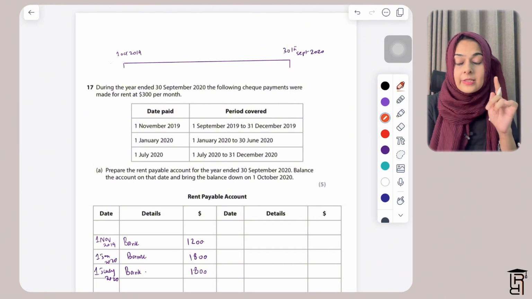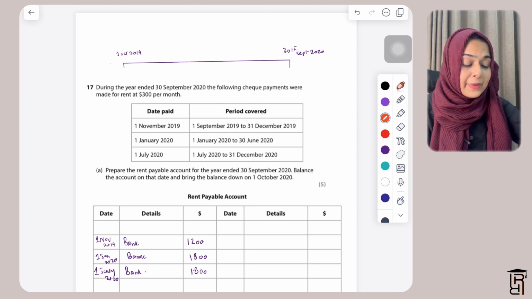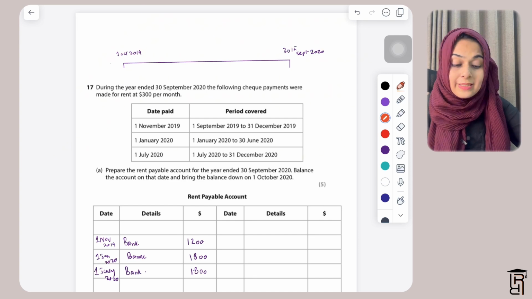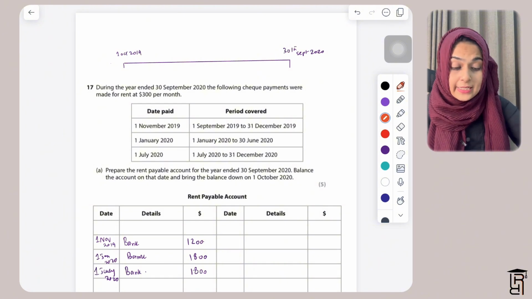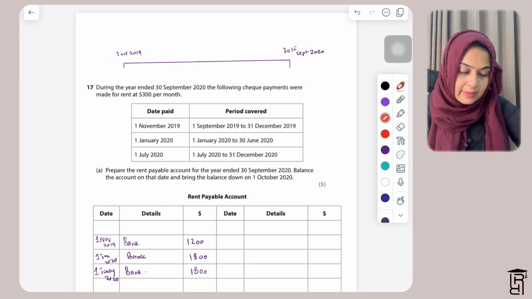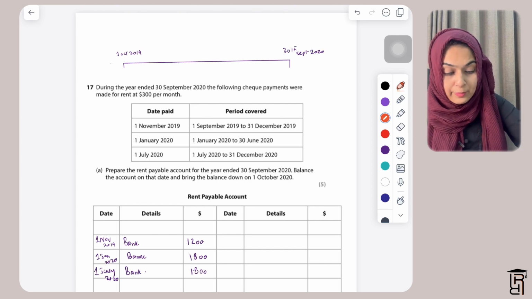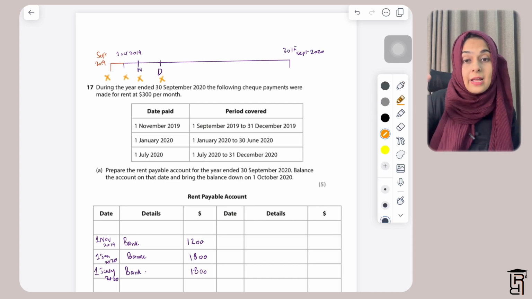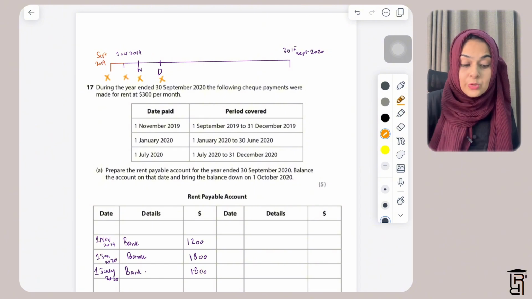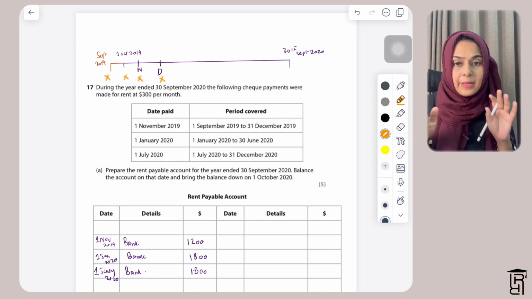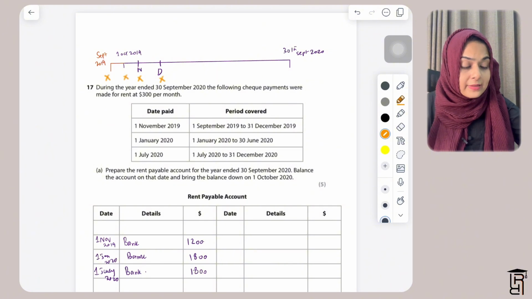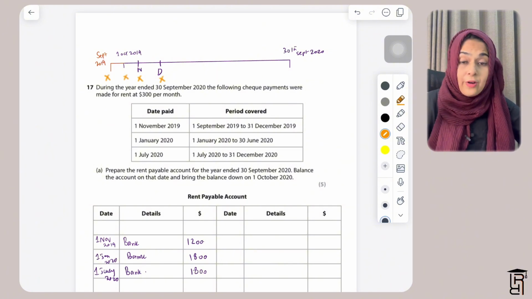Our current year starts on 1st October 2019, but the first payment that we are making here is for September 2019, October 2019, November 2019, and December 2019. So we have made this payment for 4 months. That means I'm paying for 1 month from last year, which was September 2019. In the current year, which starts on 1st October 2019, I'm making a 3 months payment. So from last year I have an owing brought down of 1 month, that is 300.